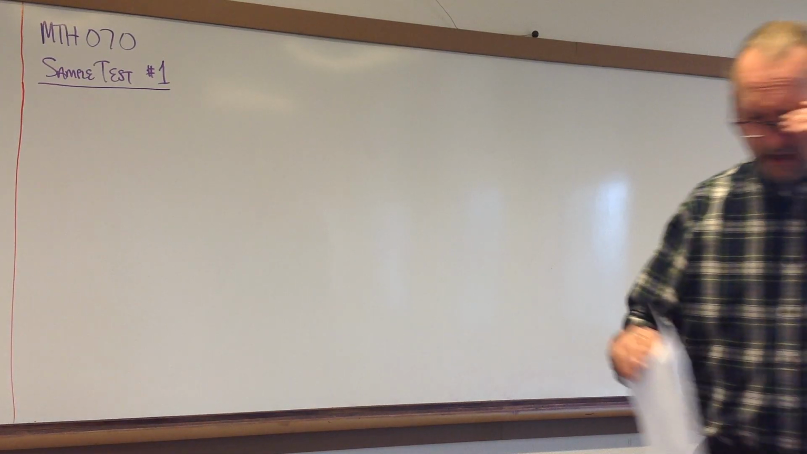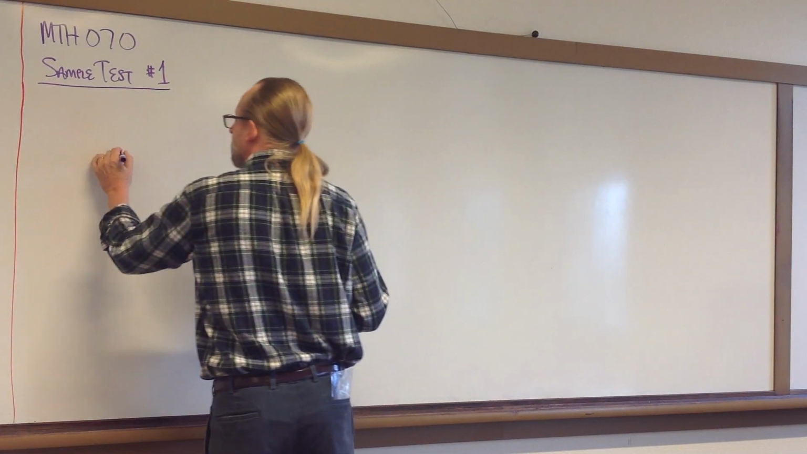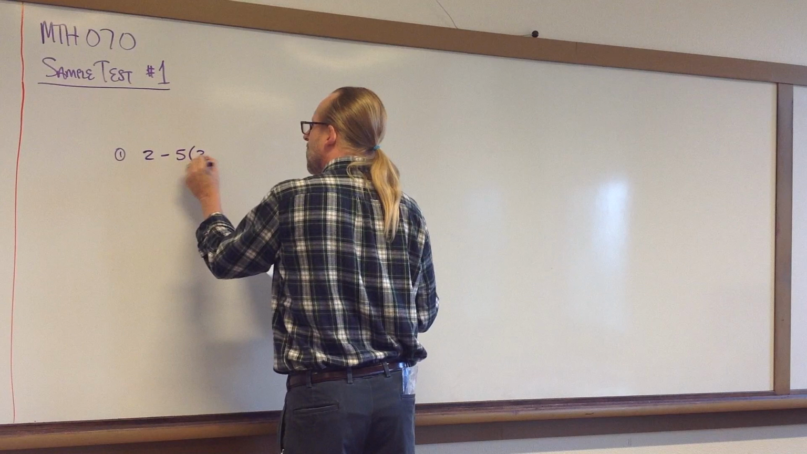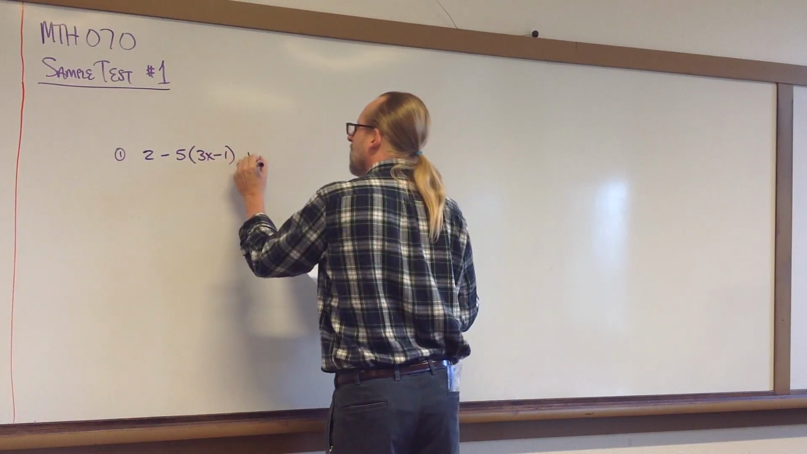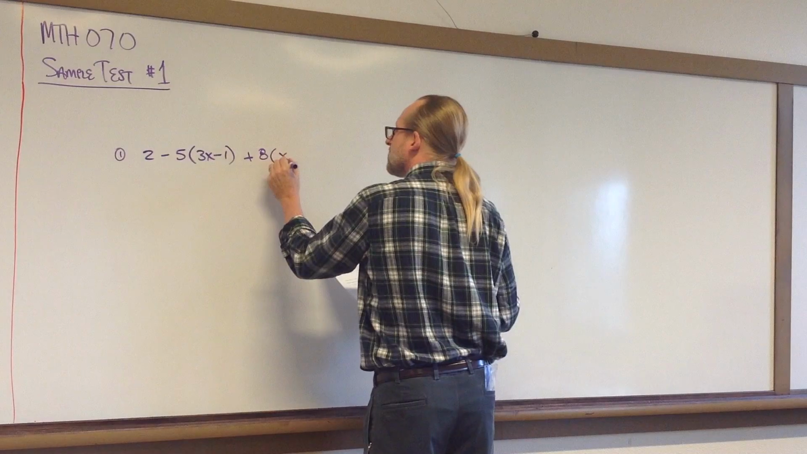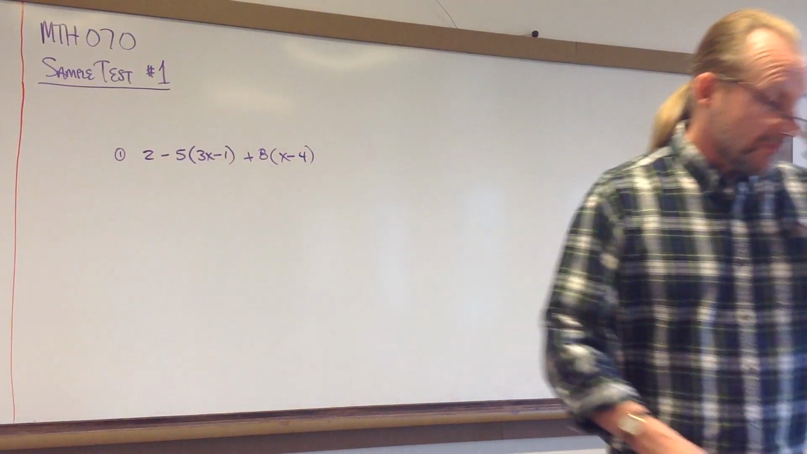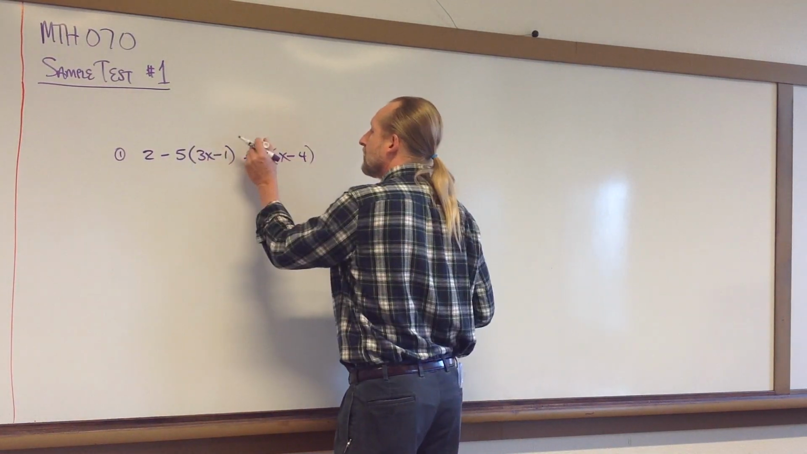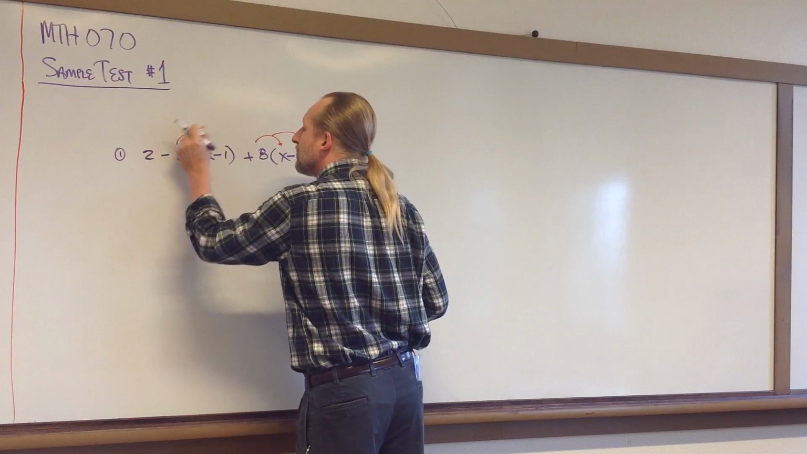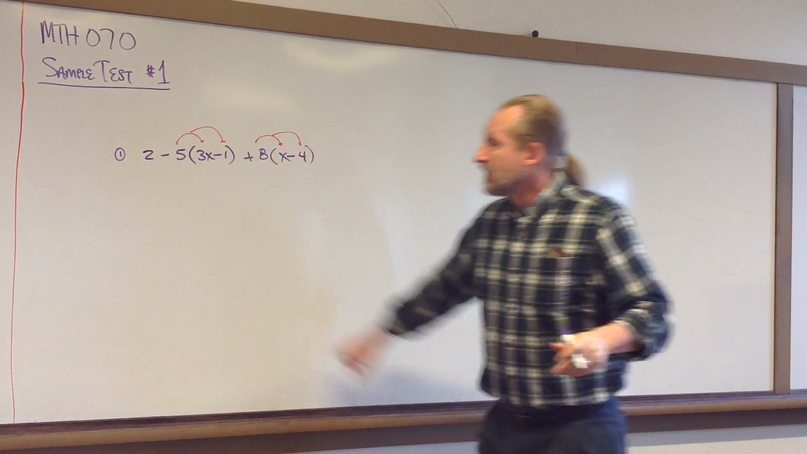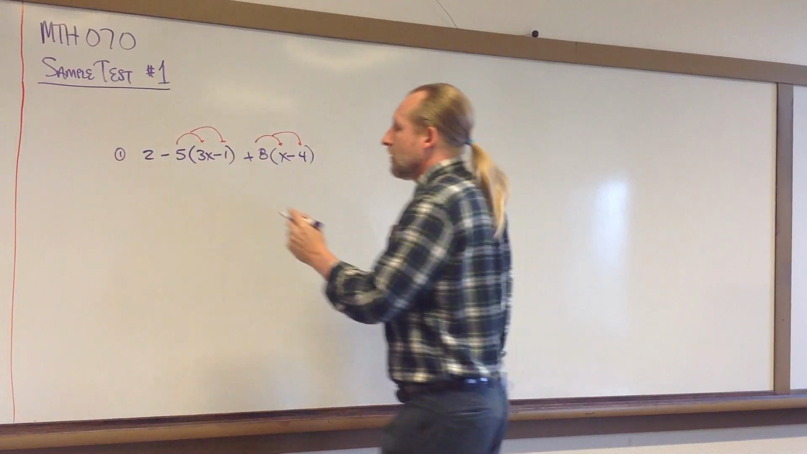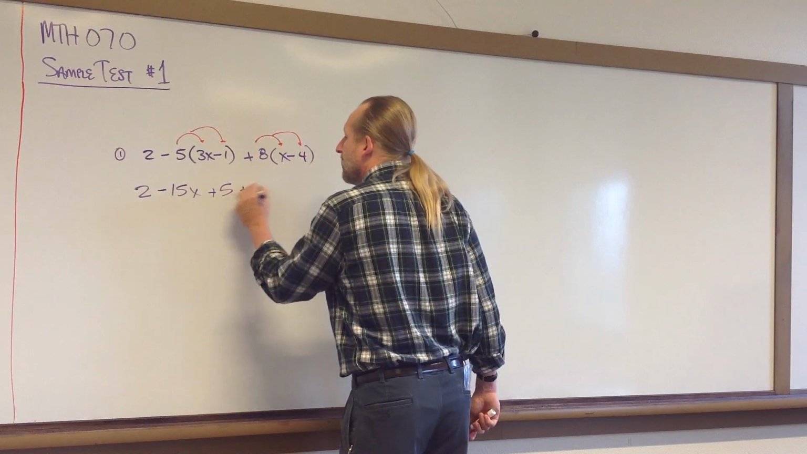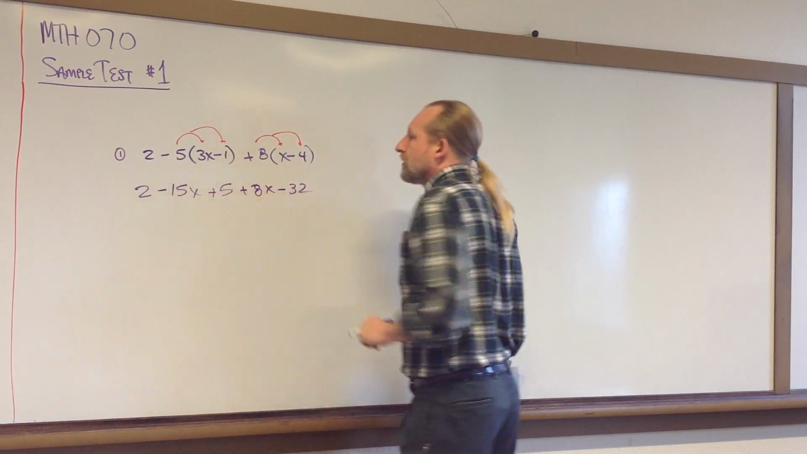So let's get started. First off, we have these simplification problems. Problem 1: 2 minus 5 times (3x minus 1) plus 8 times (x minus 4). Remember that we have to do the multiplying first. Distribute the 8 into the parentheses, distribute the 5 into the parentheses, and we're going to leave this 2 alone for right now. So this will be 2 minus 15x plus 5, and then plus 8x minus 32.